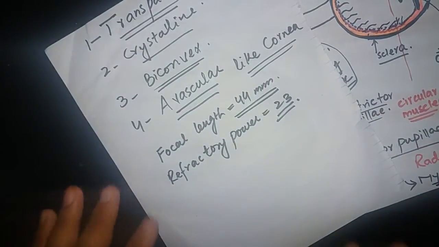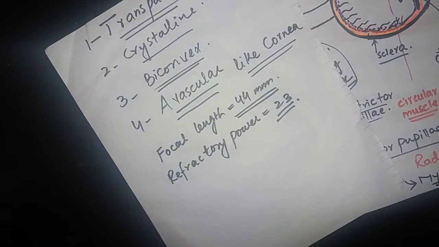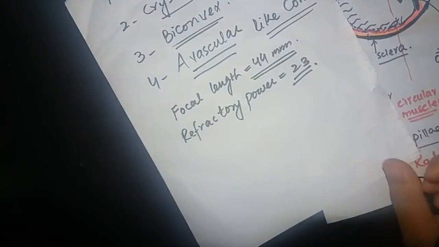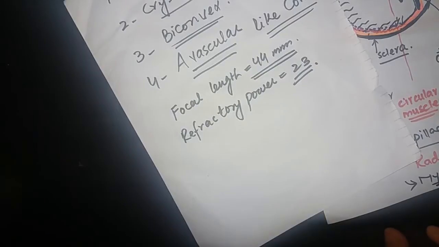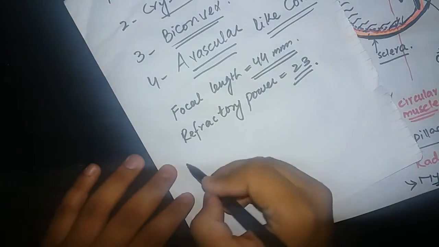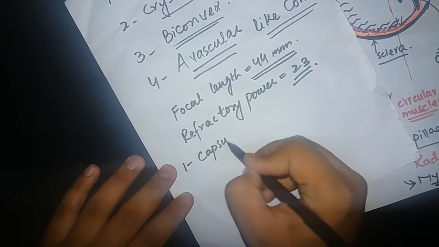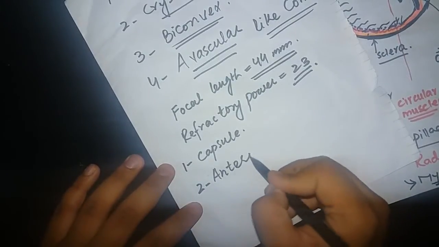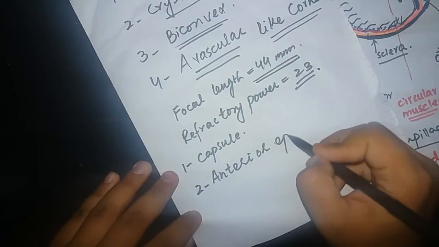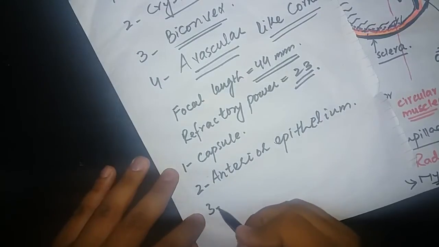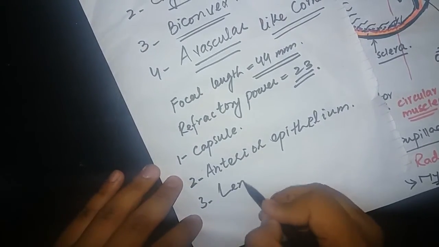Now if you want to go further in detail about the lens, I will go further in detail. Let me tell you further about the lens, because it is also an interesting part of the eye. It is made up of 3 structures. Capsule. The second one is anterior epithelium. The third one is the lens substance.